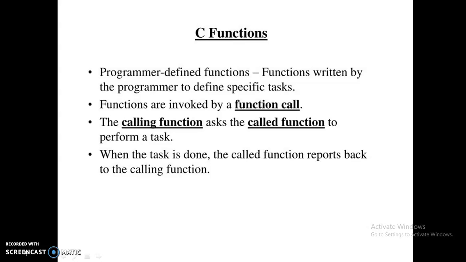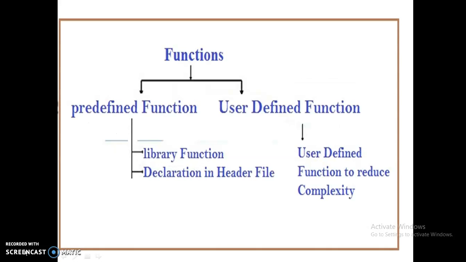So C functions are programmer-defined functions. Functions written by the programmer to define a specific task are called user-defined functions. Functions are invoked by a function call. The calling function asks the called function to perform a task. When the task is done, the called function reports back to the calling function. This is the procedure of the function. We will see it in detail in my next slides also.